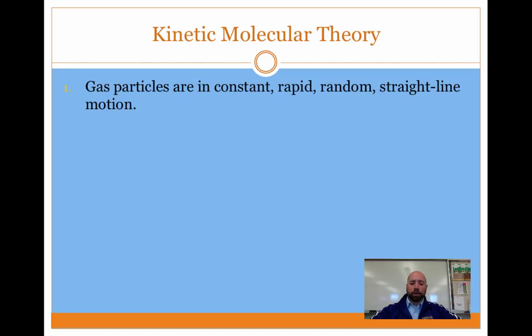The first one for us is that gases are always moving in constant, rapid, random, straight line motion. So they move like pool balls. If I move a gas particle and I set it in that direction, it's just going to keep moving in that direction. It's not going to stop until it hits something, kind of like the pool balls hit the sides of the pool table. All gas particles are going to move in that constant, random, straight line motion. They're not going to go wavy and like a roller coaster.